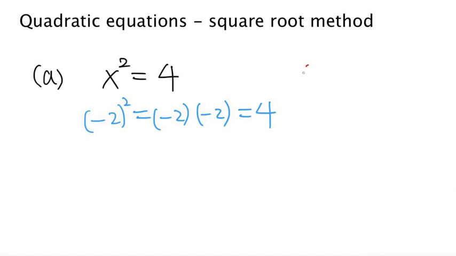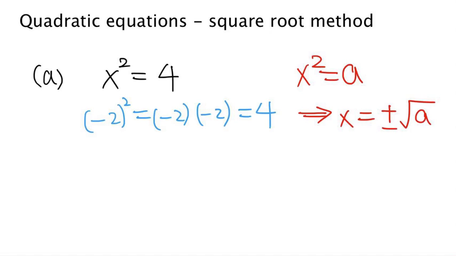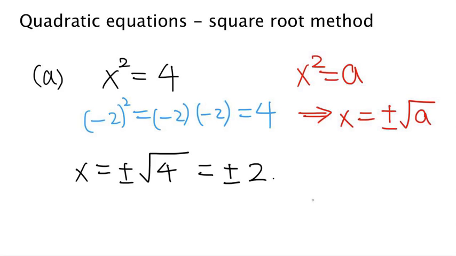And that's actually the formula. If x squared equals a number a, then the solutions of this equation are positive or negative square root of a. So for this example, x is positive or negative square root of 4, which is positive or negative 2. Forgetting the negative solution is a very common mistake, so beware of that. Okay, let's take a look at the next examples.